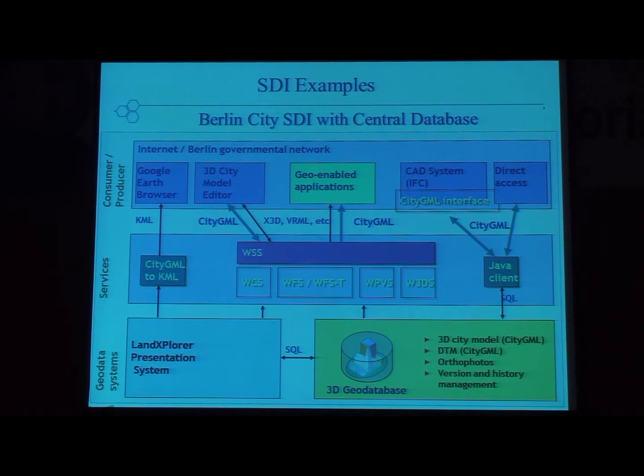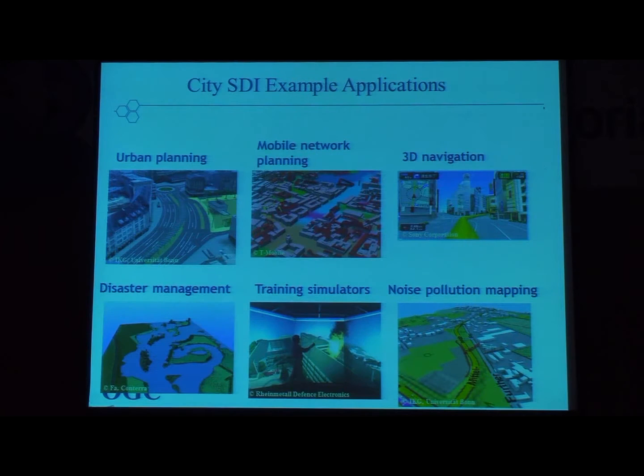But the result in this case, for urban planning and city modeling, was that CityGML was more appropriate for the data transfer format. And so we have a CityGML interface here, in front of a CAD system, other geo-enabled applications that are processing CityGML, and visualization of CityGML to KML here. Okay, so this is another example of GML supporting an SDI for its transfer encoding.